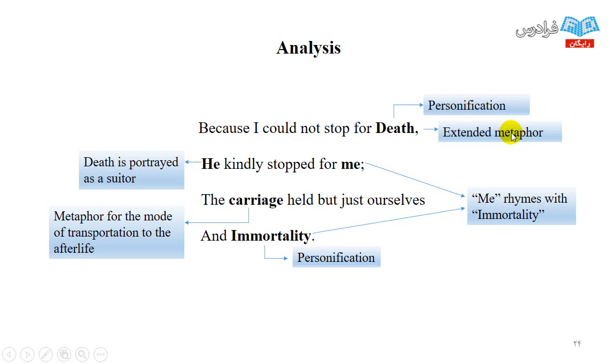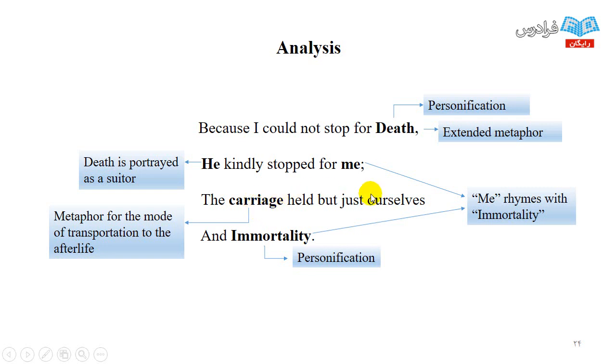The speaker says, because I was too busy to stop for death, he kindly stopped for me. The pleasant tone of the poem shows that the speaker is very comfortable with death. The carriage held but just ourselves and immortality. The carriage is the metaphor for the mode of transportation to the afterlife. Immortality is also personified here and it is capitalized. The carriage is the speaker's death chariot.